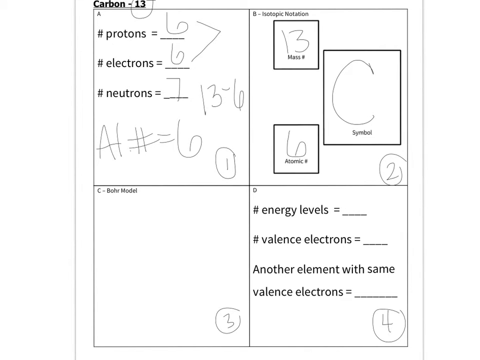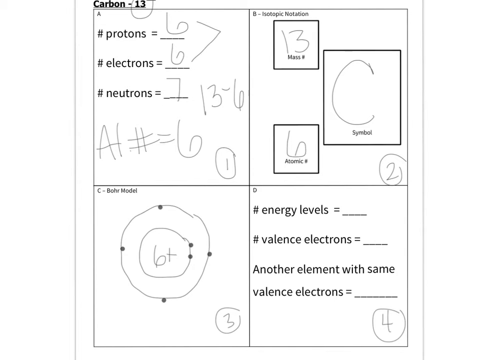When we draw our Bohr model, we draw our number of protons in the middle with a plus to represent their charge. And carbon is in the second row of the periodic table, so I know it needs 2 rings of electrons. And then we follow our rule for adding electrons, 2 in the first ring, up to 8 in the second, but we're going to stop at 4 because that gives us our 6 total electrons.